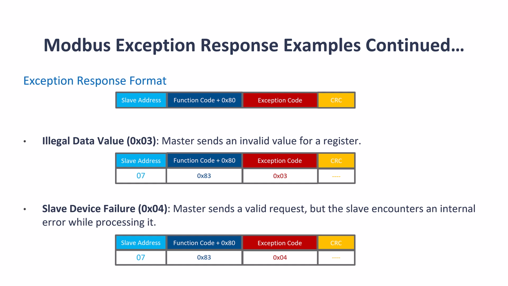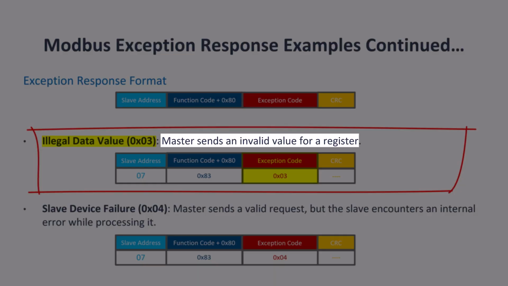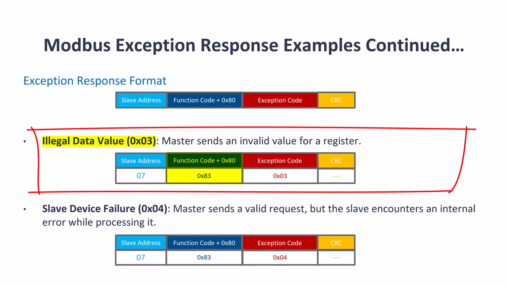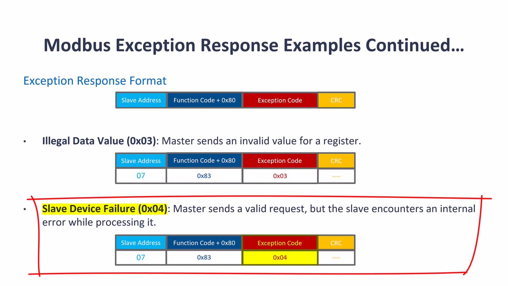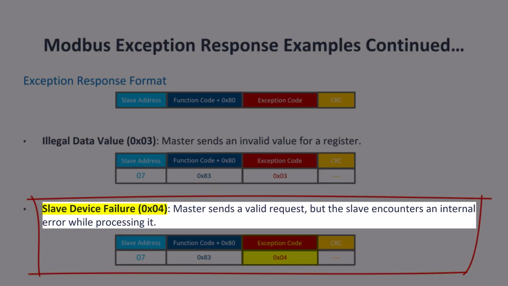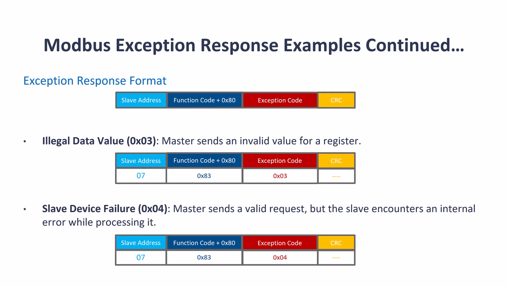Before we wrap up, let's review two additional exception response examples. For illegal data value, code 3, if the master sends an invalid value for a register, the slave responds by adding hex 80 to the function code and returns exception code 3. In the case of slave device failure, code 4, even if the master request is valid, if the slave experiences an internal error during processing, it responds with the function code plus hex 80 and exception code 4. So by following this exception response format, you can easily identify the type of exception.